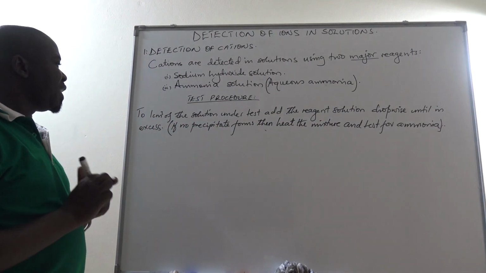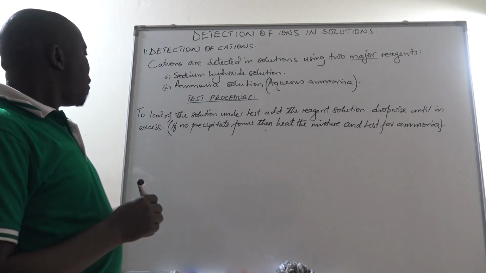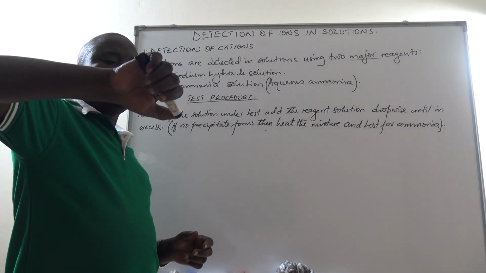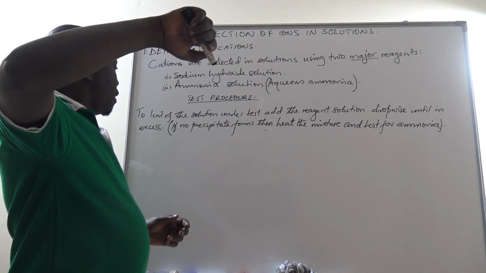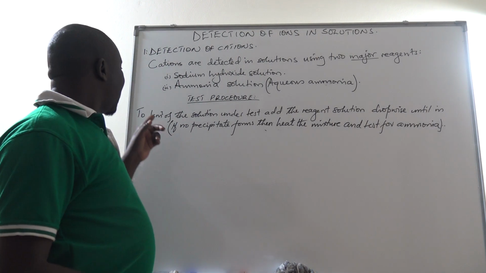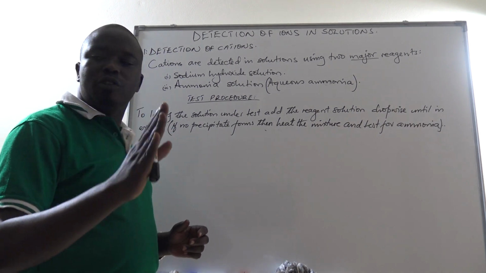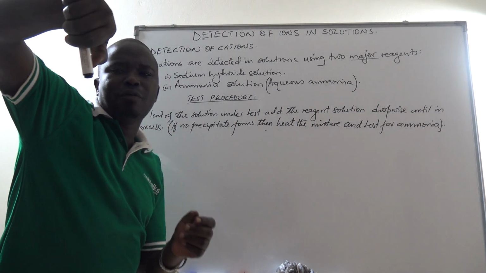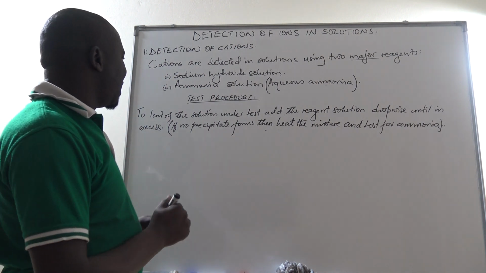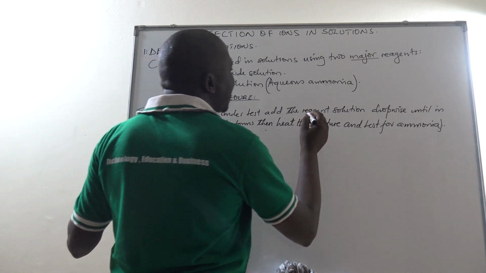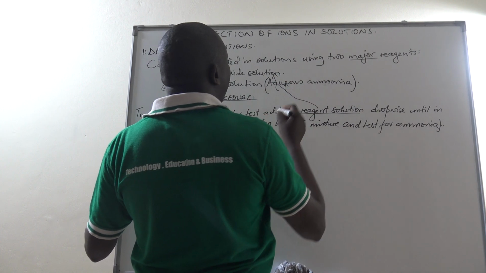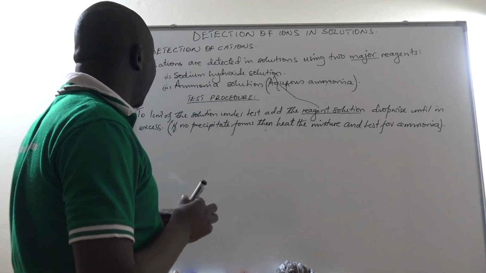So, to 1 cubic centimeter of the solution under test, this volume of the solution is equivalent to a 1 centimeter length in a test tube. That's the same as 1 cubic centimeter. Meaning that do not use too much of the solution under test, just something small like 1 centimeter, so it will be able to respond very fast to the reagent. Then we are supposed to add the reagent solution, which can be our sodium hydroxide solution or our aqueous ammonia. We add it dropwise until in excess.